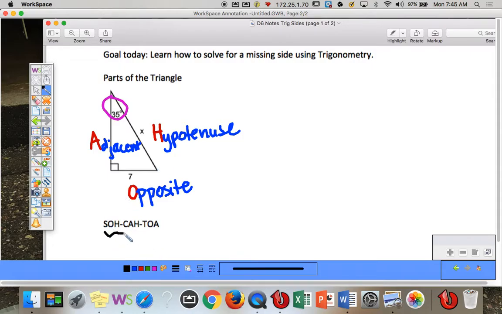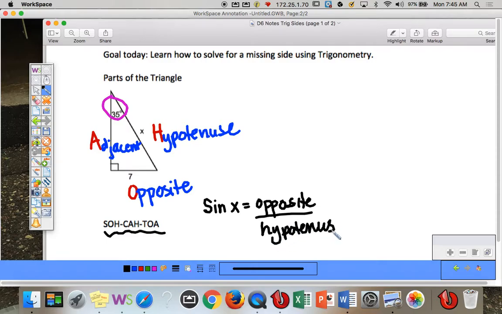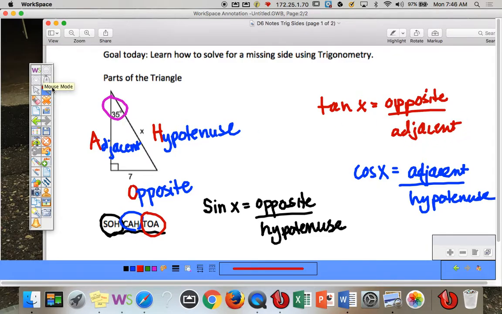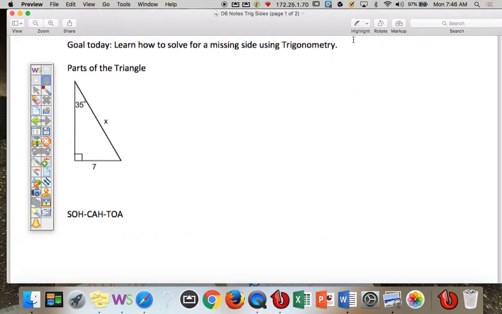And so we have this little saying SOHCAHTOA that helps us set up the ratio to solve for a missing side or angle. So SOH means sine. So sine of x equals opposite over the hypotenuse. So that's SOH. CAH, cosine, COS is the abbreviation for cosine. And that's the adjacent side over the hypotenuse. And the last one here, TOA, tangent of our angle is opposite over adjacent. So we're going to use these ratios to help us solve for a missing side if we only know one of the sides.